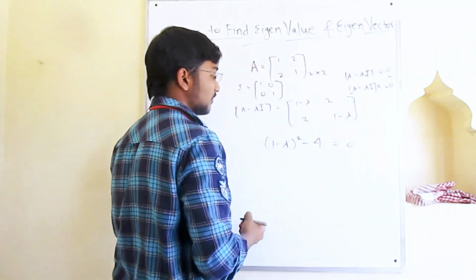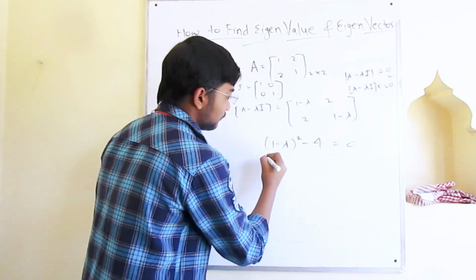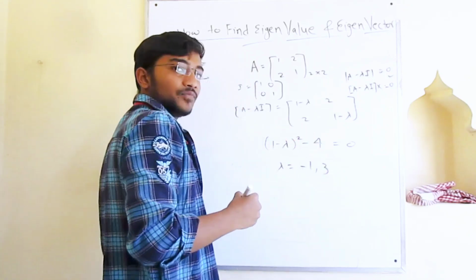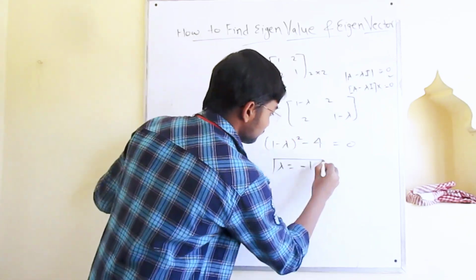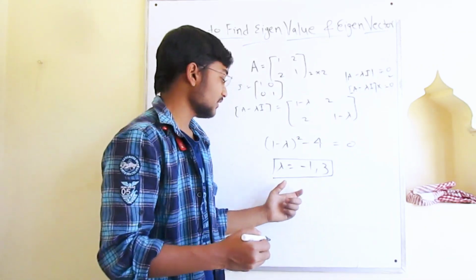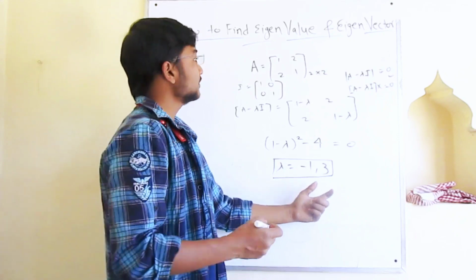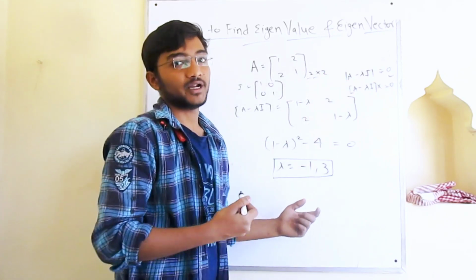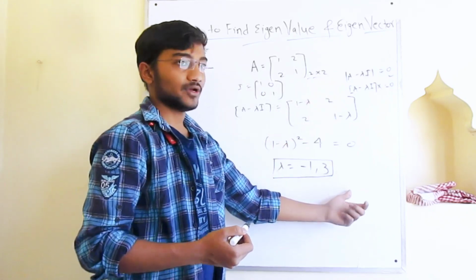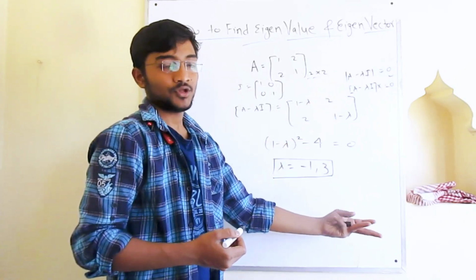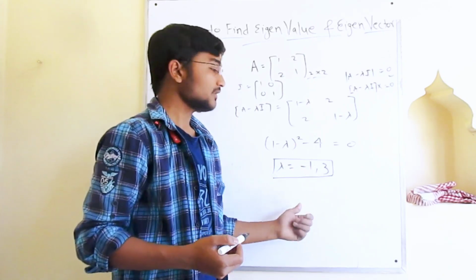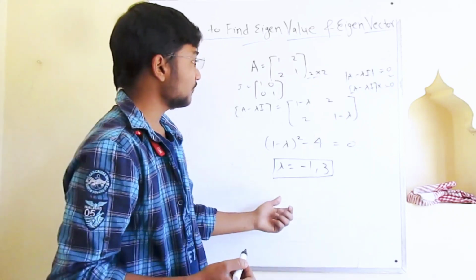So let's find the eigenvalues. When you solve this, you get the values of lambda as minus 1 and 3. We are getting 2 values of lambda because this is a second order matrix. If it were a 3rd order matrix, there would be 3 eigenvalues. Here there are only 2 eigenvalues, that is, lambda is equal to minus 1 and 3.